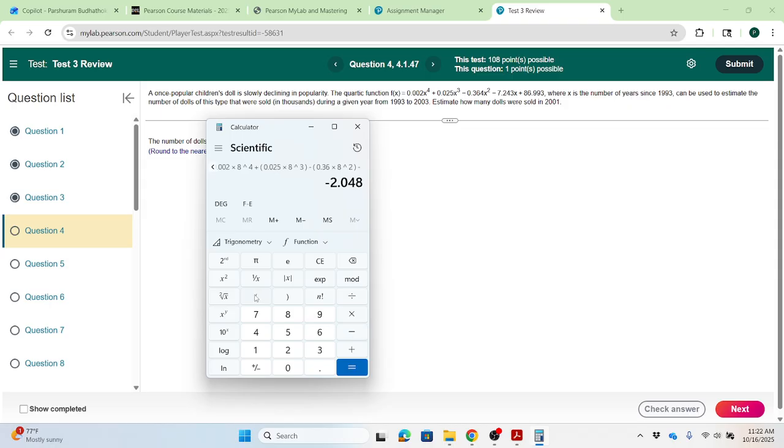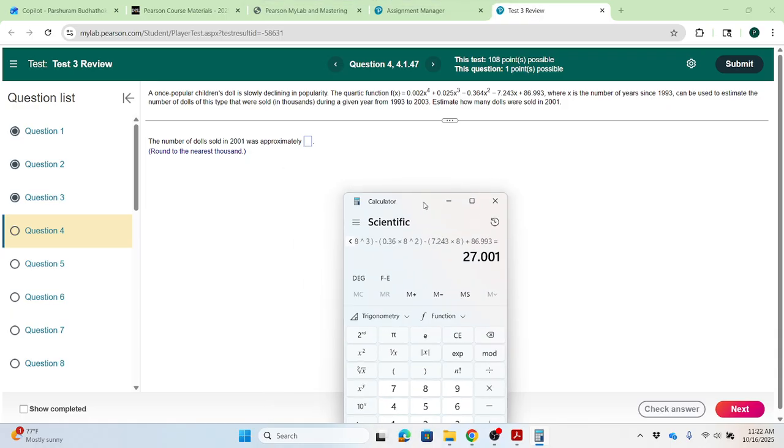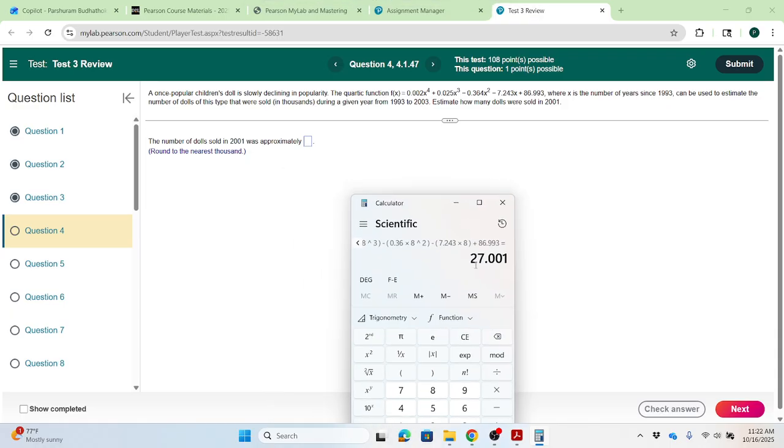minus, parenthesis, 7.243 times 8, parenthesis close, plus 86.993. So that's 27. Round to the nearest thousand.